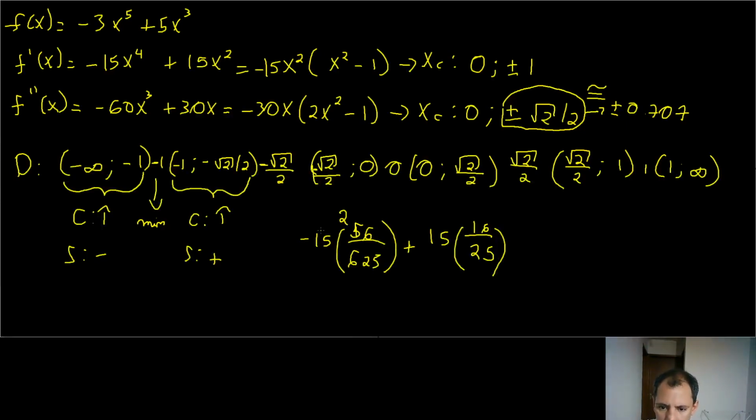Okay, so I'm going to do 256 times 15 divided by 625. You get 6.144 here, but it's negative 6.144. Now plus 240 divided by 25, which is 9.6. So this is positive.